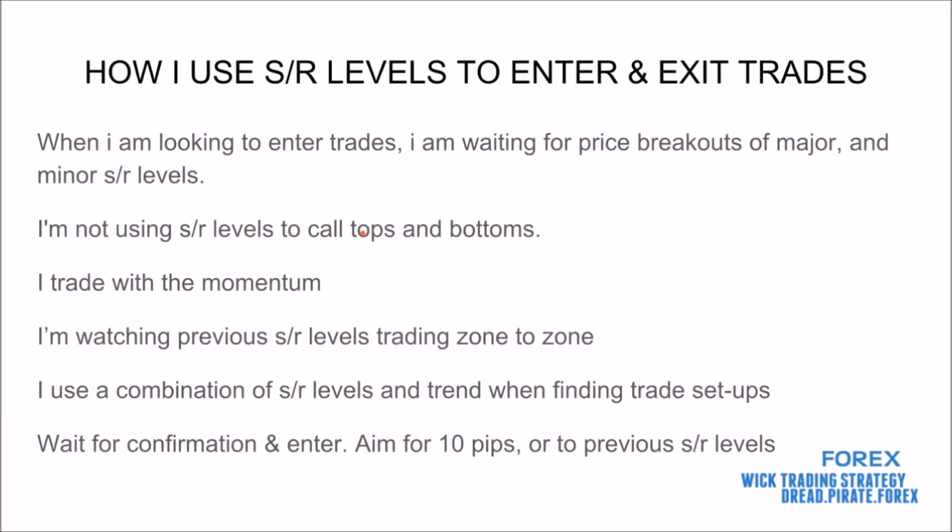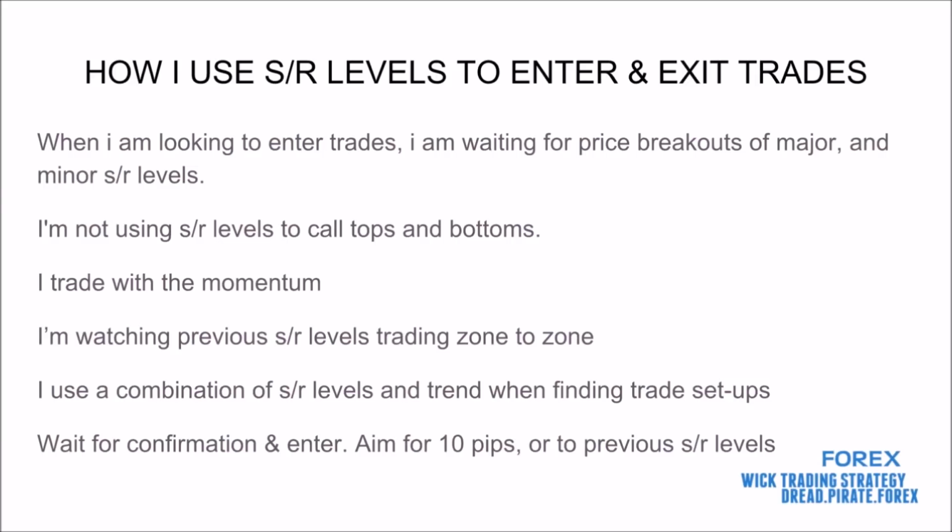So how do I use these levels to enter and exit trades? Okay, so when I'm looking to enter trades, I'm always just waiting for breakouts of major and minor support and resistance levels. I'm also using trend lines and support and resistance levels in combination for my strategy to find these breakouts. Most of the time, if I can get a breakout that's breaking out of an S&R level and a trend, those are your better confirmation trades right there. But I like to use trend and S&R when I'm trading, okay?